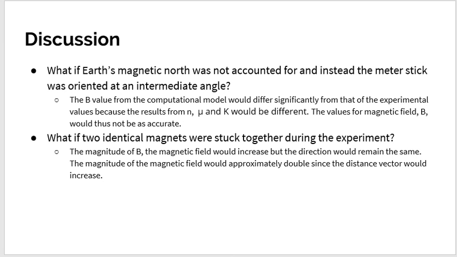And if, instead, two magnets had been stuck together and used instead of just the one, the magnetic field would increase, but the direction would remain the same since the magnets would be oriented the same. The magnitude of magnetic field would be expected to approximately double with the addition of the second magnet.